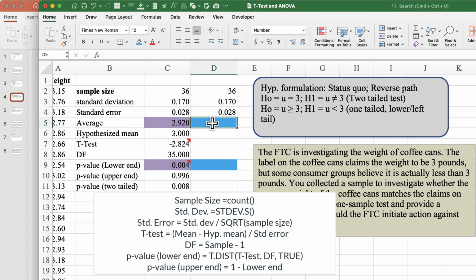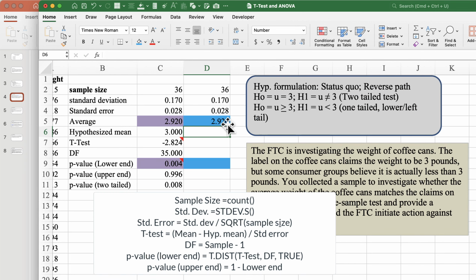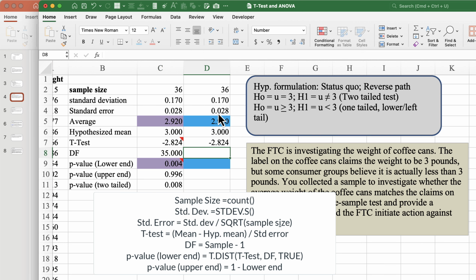The next one is average, and that turns out to be 2.290. Hypothesized mean is 3, which is the weight mentioned on the label. The next one is t-test, and for t-test we'll be using this formula, which means mean minus hypothesized mean divided by standard error, and that gives us the t-test value, that's -2.824. Then the next thing is degree of freedom, which is the sample size minus 1, so 35.